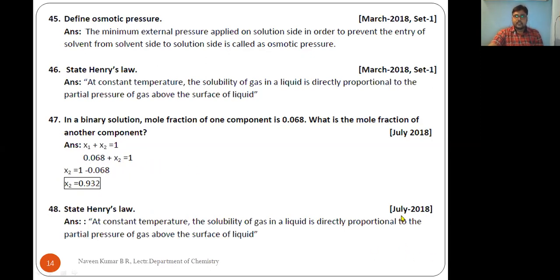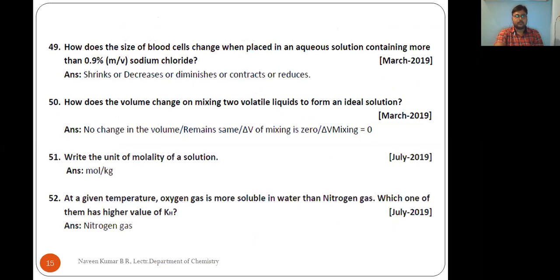Next one, supplementary 2018, state Henry's law, which is repeated. That is, at constant temperature, the solubility of a gas in a liquid, or you can consider the mole fraction of gas in a liquid, is directly proportional to the partial pressure of the gas present above the surface of the liquid.